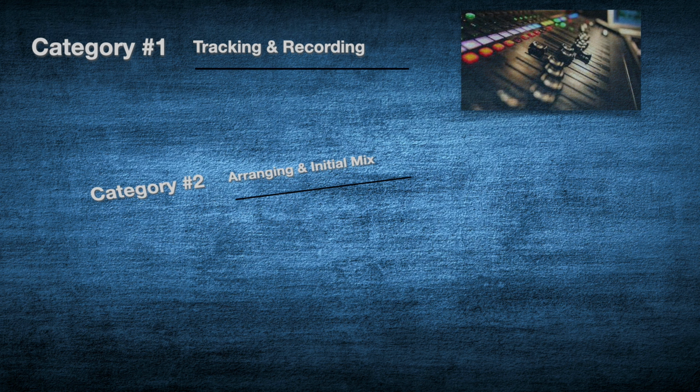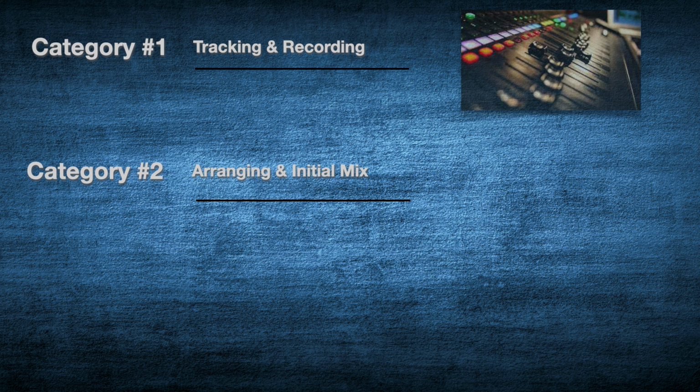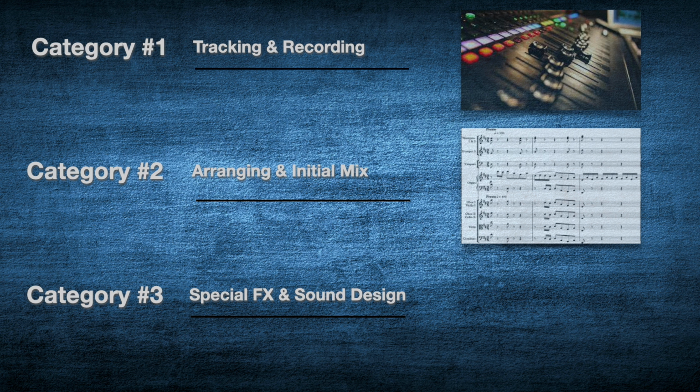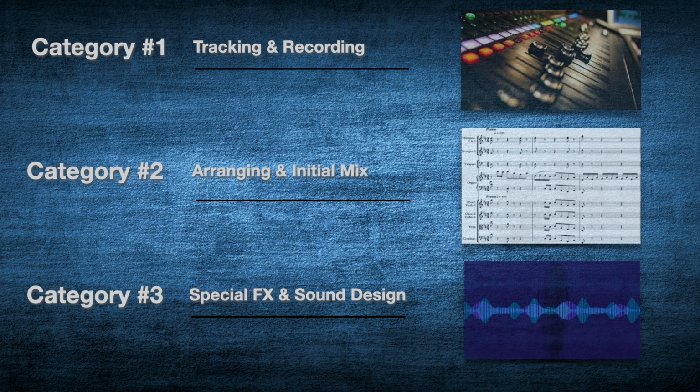Here are the 3 categories for the plugins. Category 1 are plugins used for tracking and recording. Category 2 are plugins that you use to arrange and create that initial mix, and these you probably use over and over again. Category 3 are the special effects or sound design plugins. These are the fun ones, the unique ones, plugins that you might only use once or once in a while.